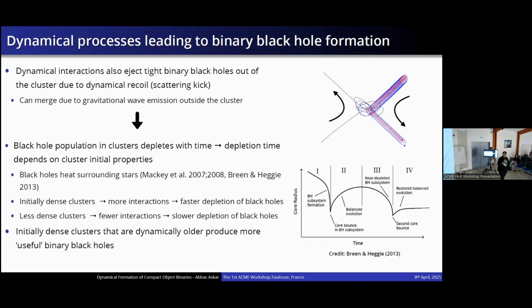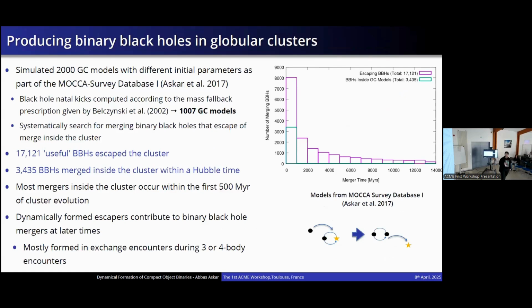In less dense clusters, you get fewer interactions, and then there's a slower depletion of black holes. And these black holes are playing a very important role in the way the cluster evolves. They are basically providing the energy to support against core collapse. And then as they get depleted with time, the cluster core can become denser. And it's these dense clusters which are more efficient at actually forming binary black holes.